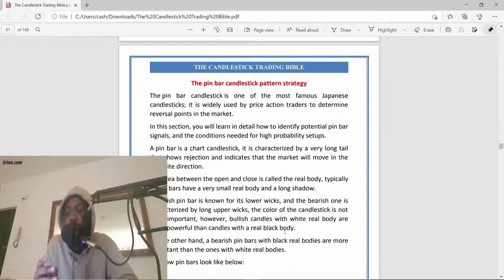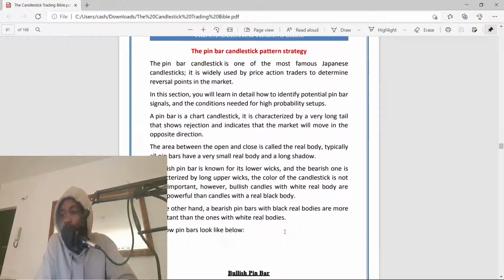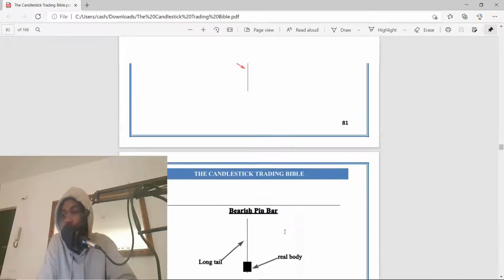The color of the candlestick is not that important, and bullish candles with wide real bodies are more powerful than candles with black real bodies. On the other hand, a bearish pinball with black real bodies is more important than the ones with white real bodies. So the next is going to show us how the pinball looks, and let's see how that is.